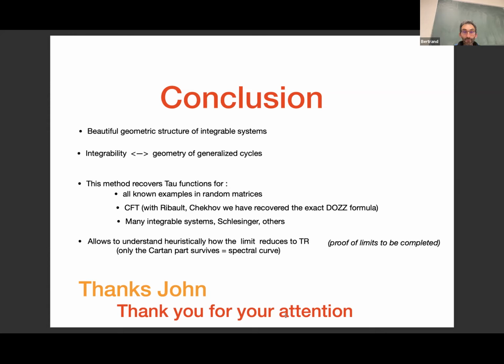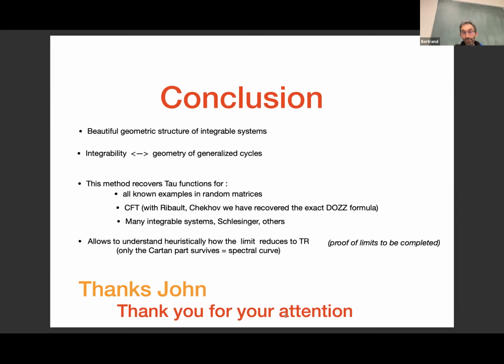We also, with Ribot and Chekhov, try to apply this framework to conformal field theories. And for example, if you take SL2 with 3 singularities on Fuchsian, then you can compute the tau function exactly with this method. So we just have to compute the integrals over these generalized cycles. This is doable because the psi's are some hypergeometric functions. So all integrals can be computed. And using that, you exactly recover the DOZZ formula for the tau function.